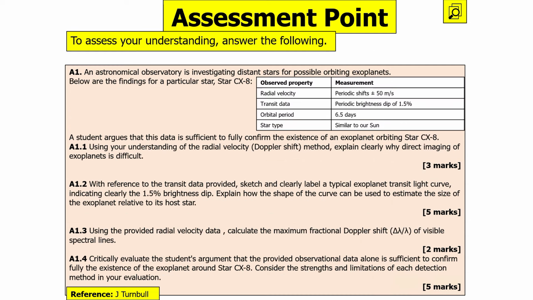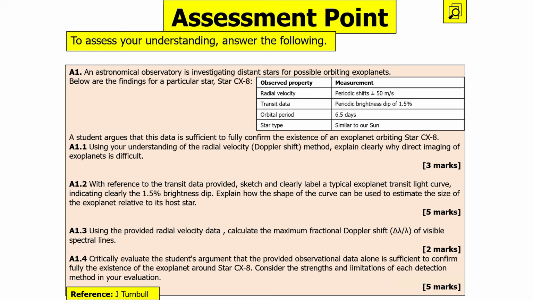An astronomical observatory is investigating distant stars for possible orbiting exoplanets. Below are the findings for a particular star, CX8. A student argues that this data is sufficient to fully confirm the existence of an exoplanet orbiting star CX8. Using your understanding of the radial velocity method, explain why direct imaging of the exoplanets is difficult.